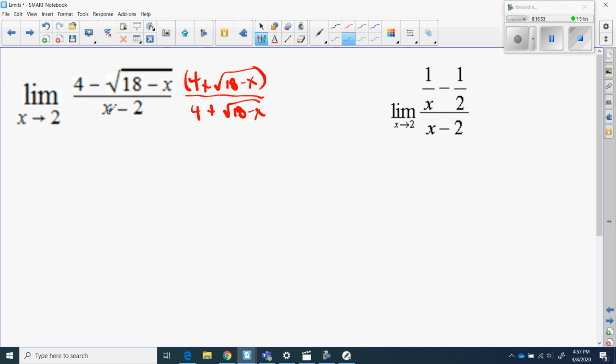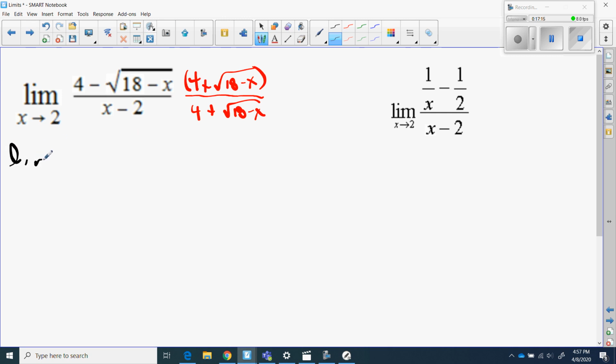And looking ahead, this x minus 2 is our big issue, because as long as that's sticking around, as soon as I put 2 in for x, the whole bottom is going to become 0, and that's not going to be good. So hopefully, expanding the numerator is going to lead to an x minus 2 factor. So let's see where this all goes. We've got our conjugate here. Now we're going to expand.